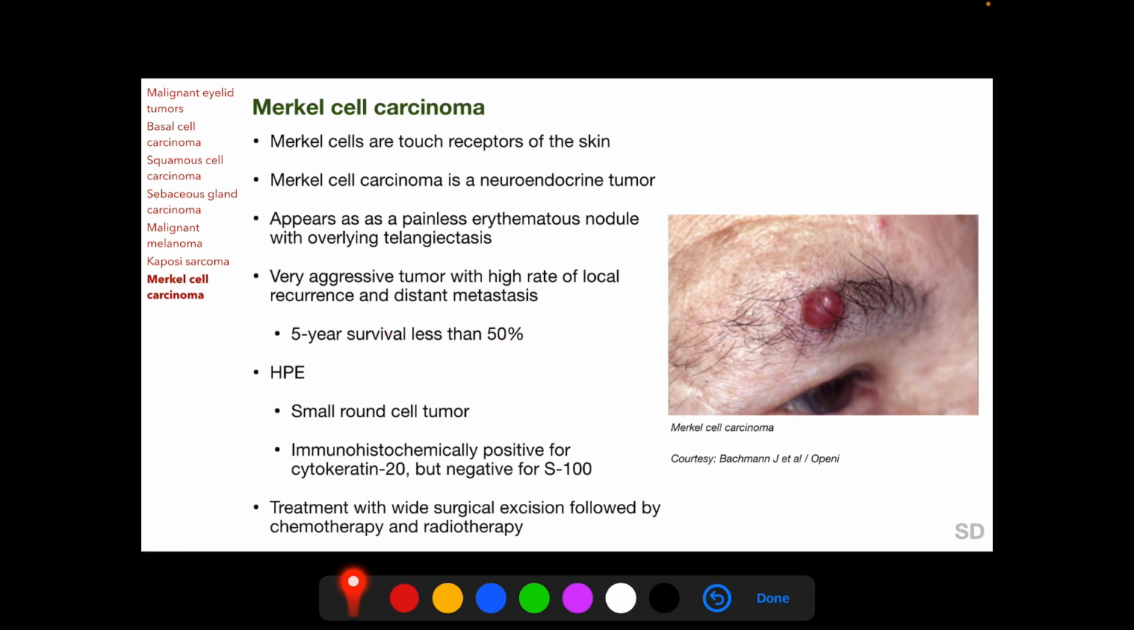On histopathology, Merkel cell carcinoma appears as a small round cell tumor which is immunohistochemically positive for cytokeratin 20 but negative for S100. Merkel cell carcinoma should be treated by wide surgical excision followed by chemotherapy and radiotherapy.